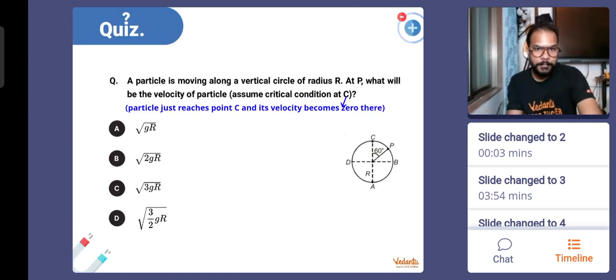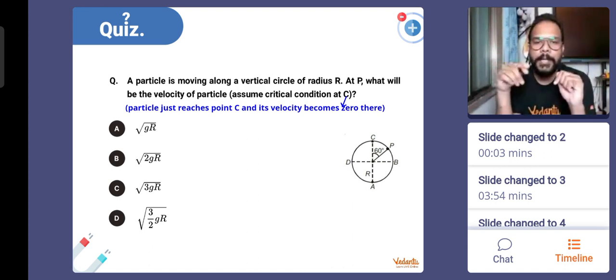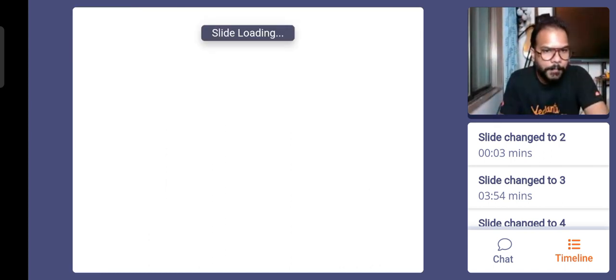Okay, now this one is challenging. This says that we have a particle which is moving along a vertical circle of radius r. What do you think will be the velocity of the body at point P when you have to assume critical condition at C? What do we mean by critical condition? I have explained that in the blue color. By critical condition, we mean that the particle which is moving in the vertical circle, when it reaches point C, its velocity will be... just a second. Is it zero? Just a second. Let me check. Just a second.